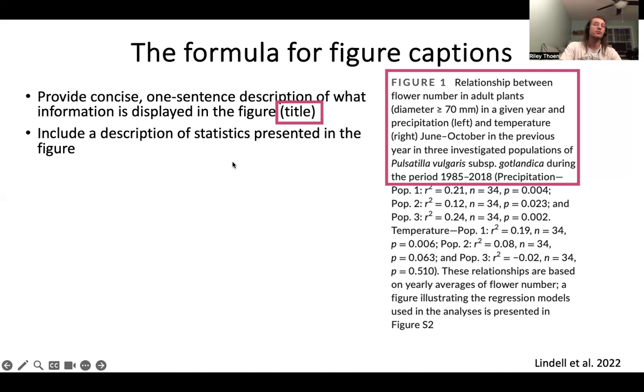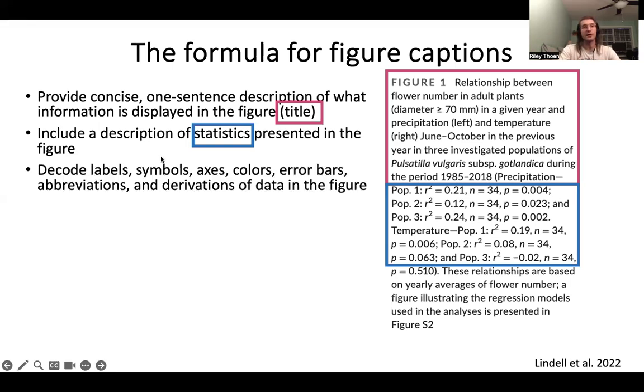Next, it's always important if you have statistical results displayed in a figure to include those results in the figure caption. And they did that exact thing here with their results from their 4 regression lines. I'm not going to read those, but they're there.